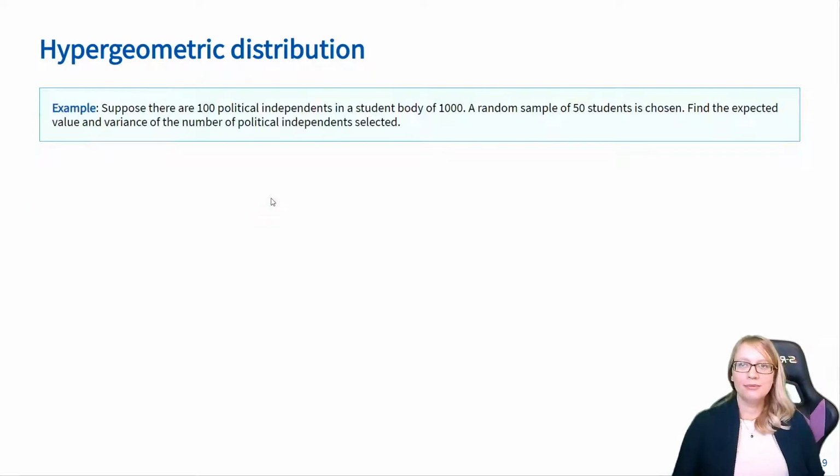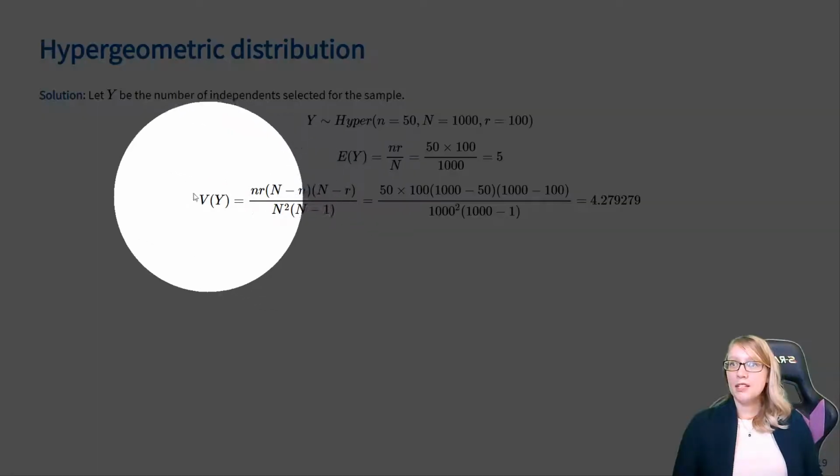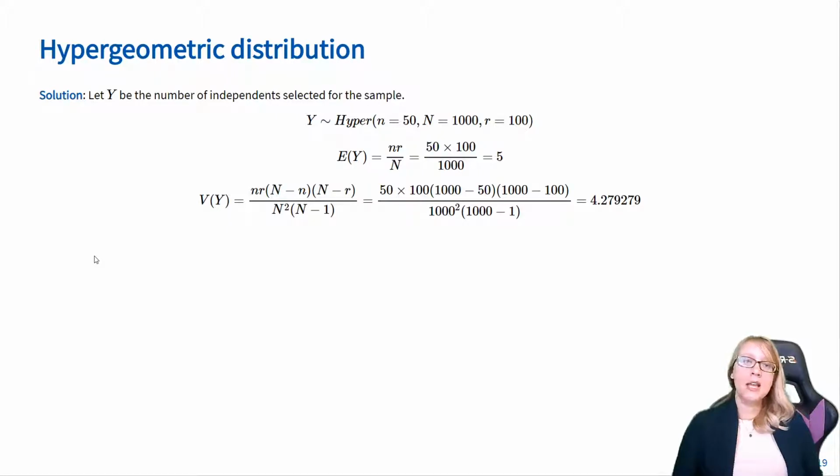That's a long one. So suppose there are 100 political independents. We have our random sample of 50 students. Let's find the expected value and the variance of the number of independents in that sample. Our expected value is n times r over big N, so we've got 50 times 100 over 1,000. We would expect to see about 5 independents in that sample. The variance is about 4.3. So we would expect some variability from sample to sample.